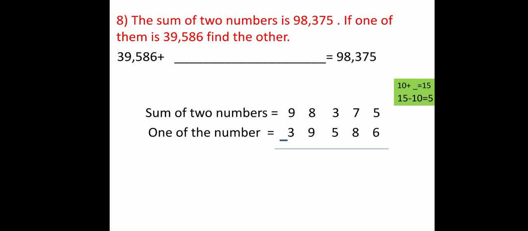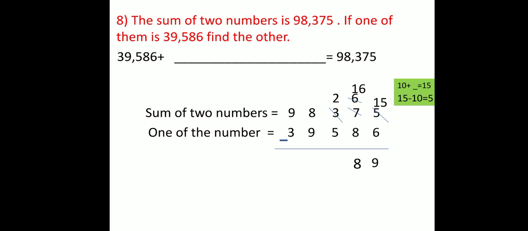5 minus 6. Is it possible? No. So borrow from 7. 7 becomes 6 and this 5 becomes 15. Now 15 minus 6 is equal to 9. And then 6 minus 8. Is it possible? No. Then borrow from 3. Then this 3 becomes 2 and 6 becomes 16. Now 16 minus 8. Yes, possible. That is 8.